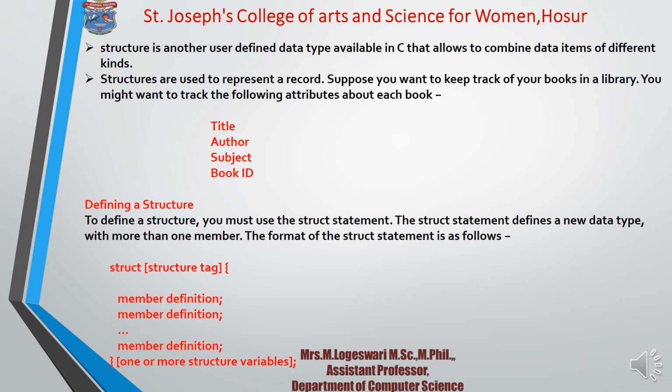Suppose you want to keep track of your books in the library, you want to track the following attributes: title, author, subject code, book ID. So, defining the structure.